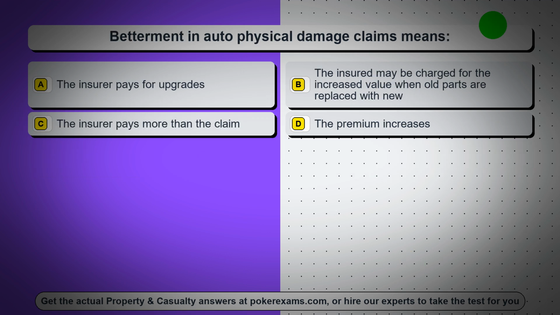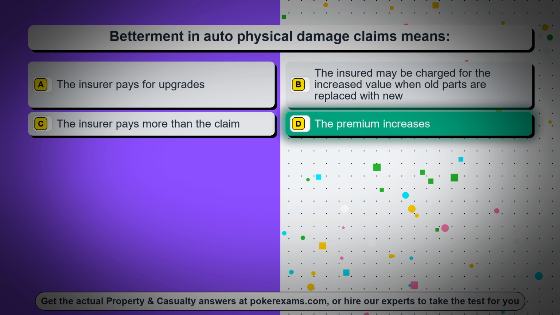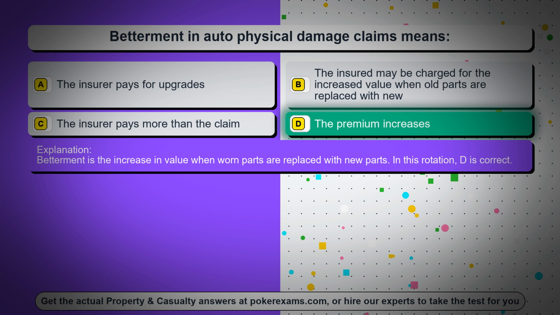Question 53. Betterment in auto physical damage claims means. Option A, the insurer pays for upgrades. Option B, the insured may be charged for the increased value when old parts are replaced with new. Option C, the insurer pays more than the claim. Option D, the premium increases. The correct answer is option D, the premium increases. Betterment is the increase in value when worn parts are replaced with new parts. In this rotation, D is correct.